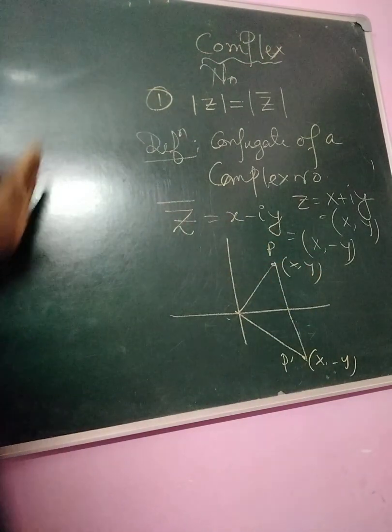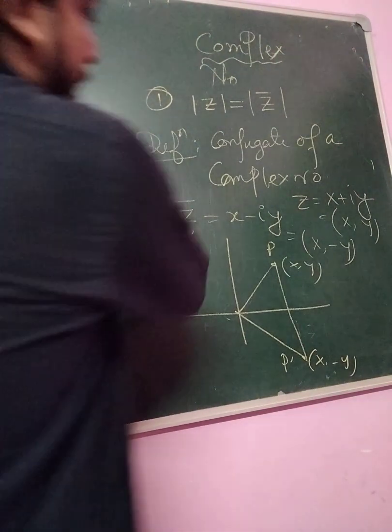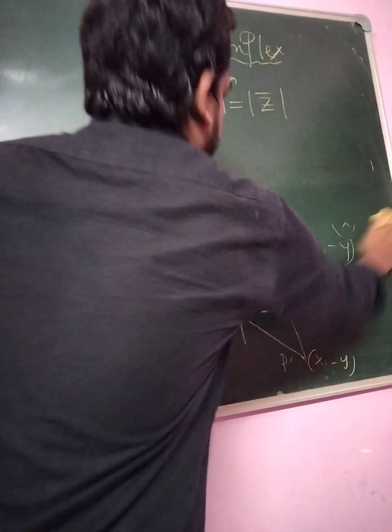Now how can we prove this one? This is very easy to prove, that mod z is equal to mod z bar. So now we prove this one.